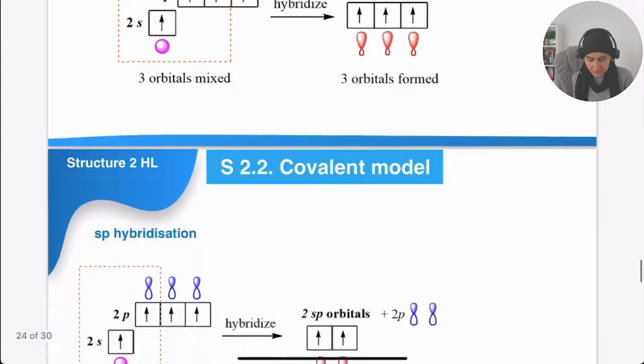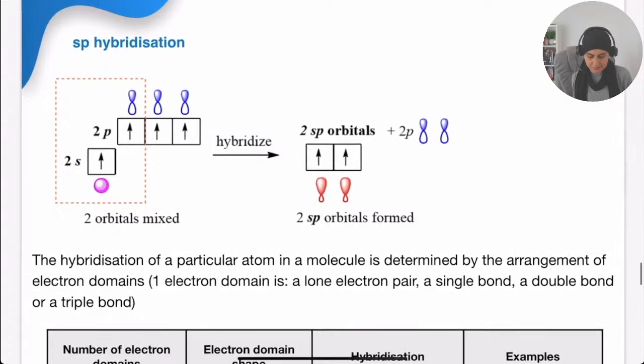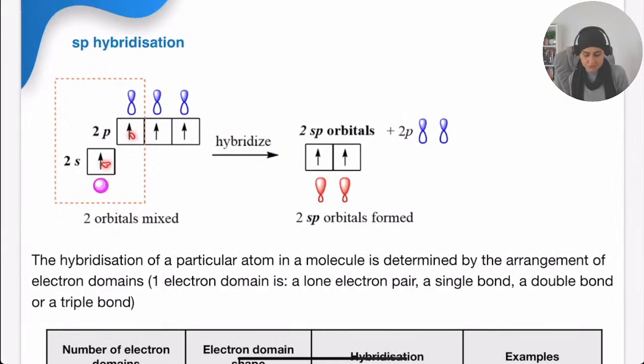Good. And also you can have sp hybridization, so these two would equalize in energy. They form two sp hybrids that would form sigma bonds, and two p orbitals would be left unhybridized with their own energy. So this sp hybridized atom would be able to form two pi bonds. Fine. I hope that's okay.